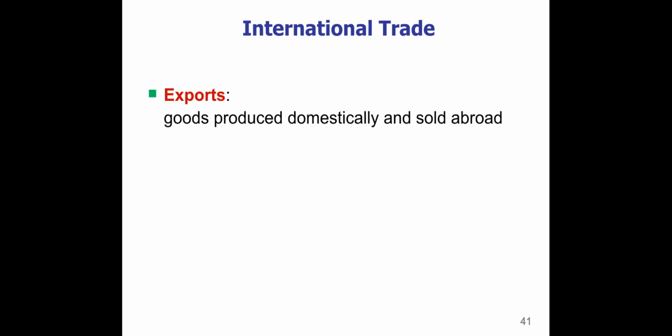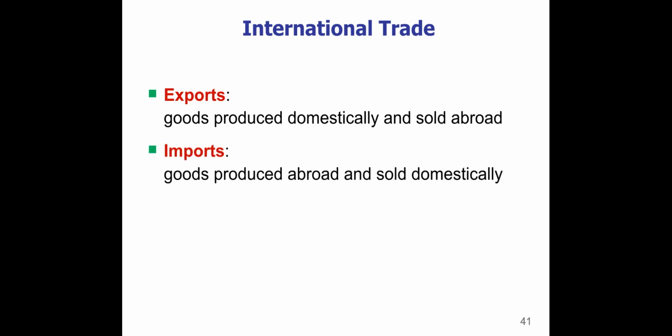Trade includes both imports and exports. Exports are things that we make here in our country, they're produced domestically, and they're sold to foreign countries. We make them and then export them. In a trade situation, we are going to export one particular product to a country, and they in turn are going to export one of their products to us. We call that an import.